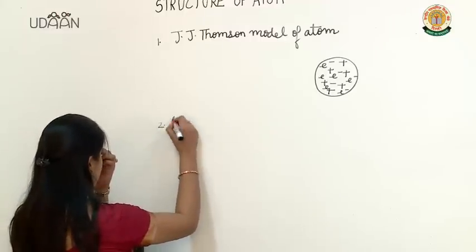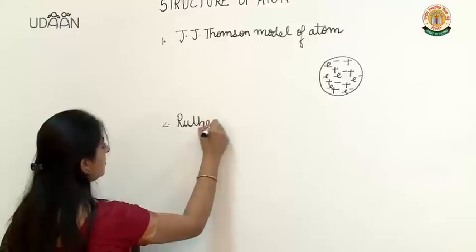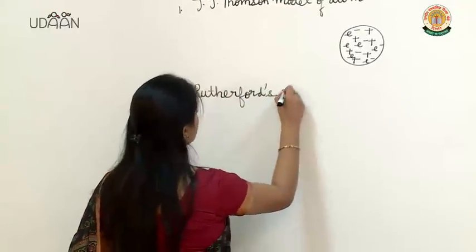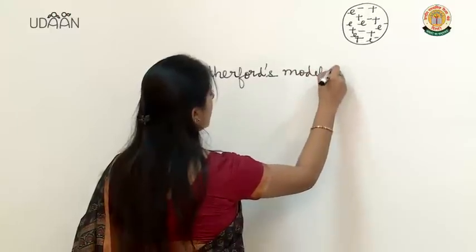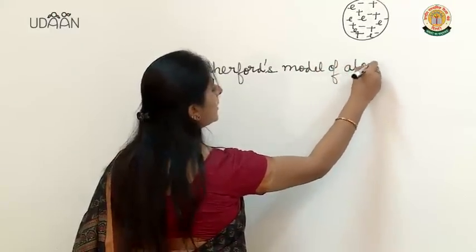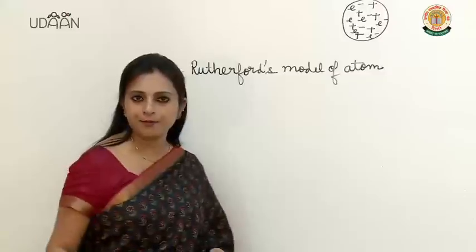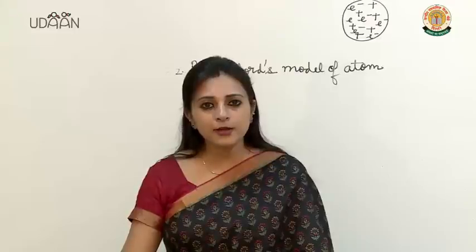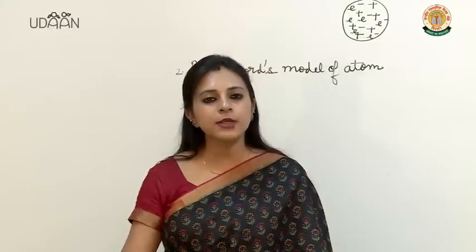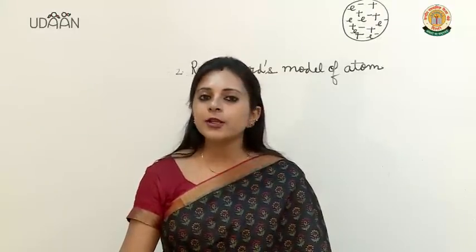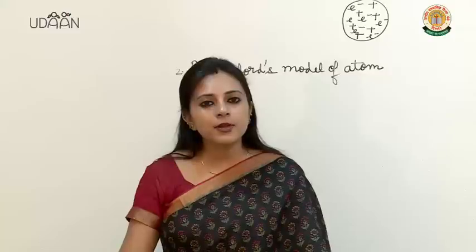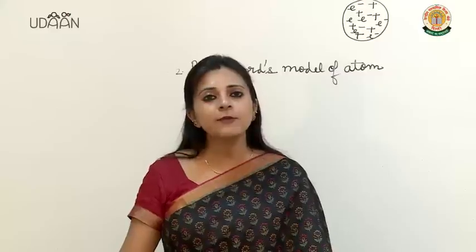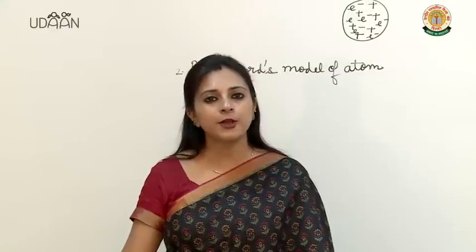Now let us study Rutherford's model of atom. Now what did Rutherford do? Rutherford took a gold foil and bombarded it with alpha particles. Now alpha particles are fast moving particles, they are heavy and they are positively charged. So what did he observe? He observed that many alpha particles went undeflected straight through the foil.